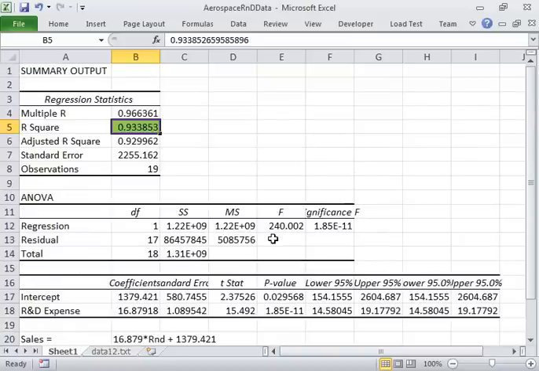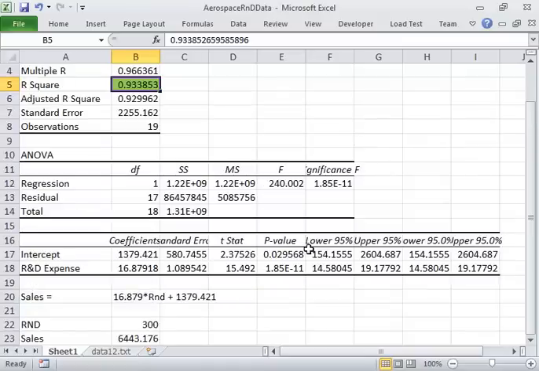I can account for 93% of the variation in the data by this equation. So my answer is not going to be off by more than 7%.